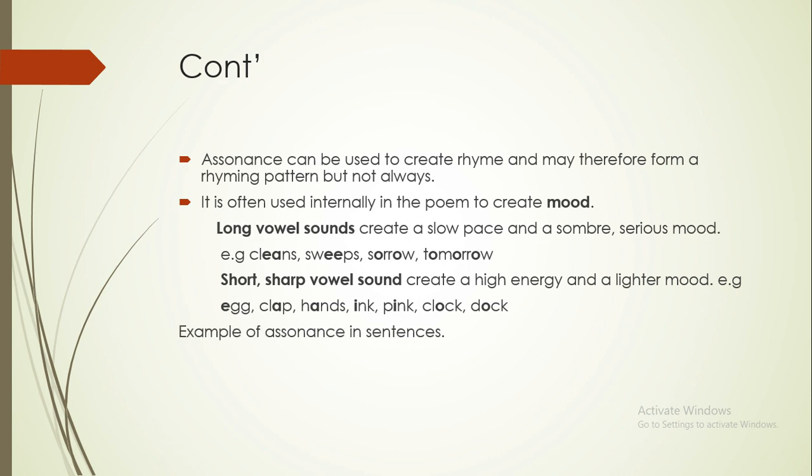Example of assonance in sentences: a certain person hid in the curtain. Can you identify the assonance used in these words? You can see the vowel sound under the word certain and under the word curtain. The sun rose high in the bright sky. We can also identify the assonance in this sentence where we have high and sky, which are in red. And we can also know where the vowel sound is in these two words.